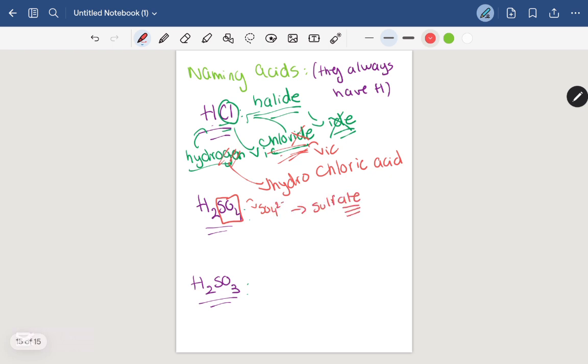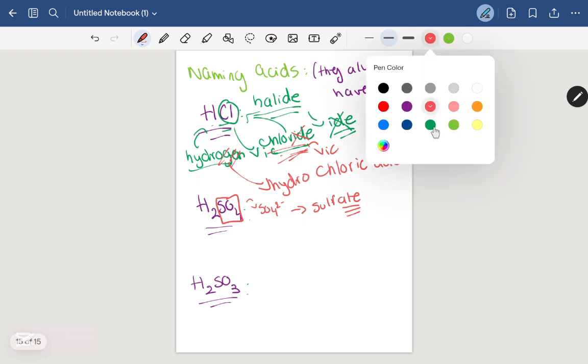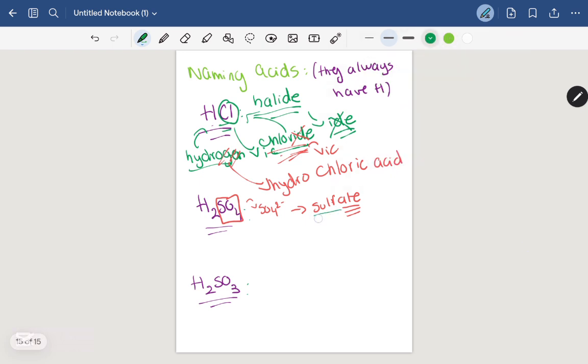It ends with ATE. If it ends with ATE, you are only going to take what? You are going to take the root of the name, which in this case is sulf, or sulfur. You will take the name, which is sulfur, and then you put IC, so sulfuric, and then acid, so sulfuric acid.